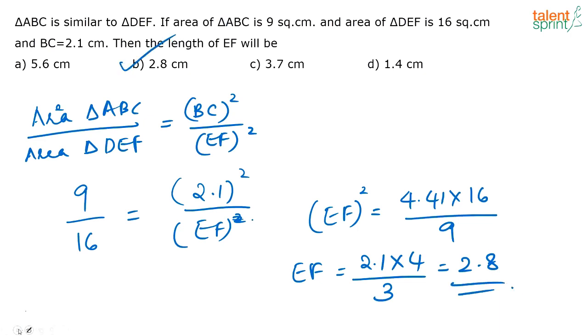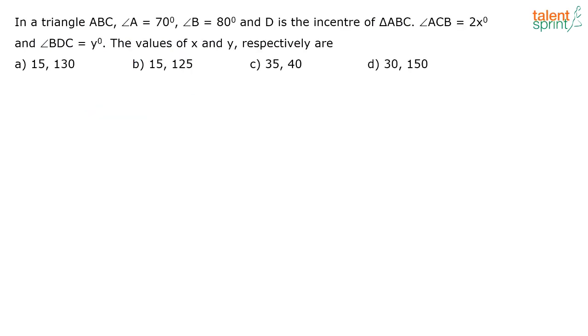Let's move on to the next question. In triangle ABC, angle A is equal to 70 degree, angle B is equal to 80 degree and D is the incenter of triangle ABC. Angle ACB is equal to 2x, angle BDC is equal to y degree. Then the values of x and y are respectively dash. What is given? There is a triangle ABC where angle A is 70 degree, angle B is 80 degree, and so what is angle C going to be?